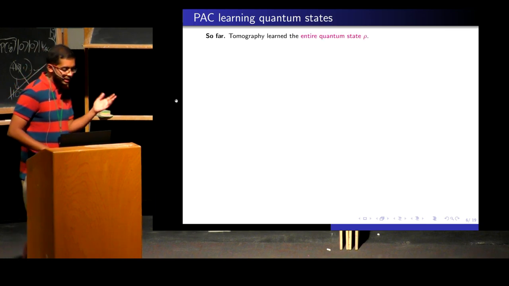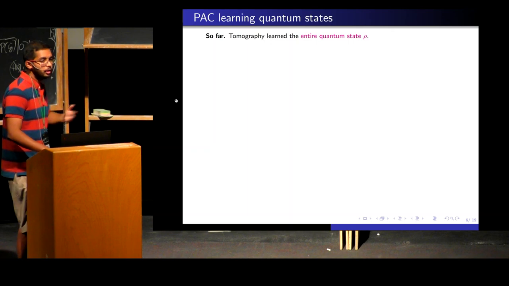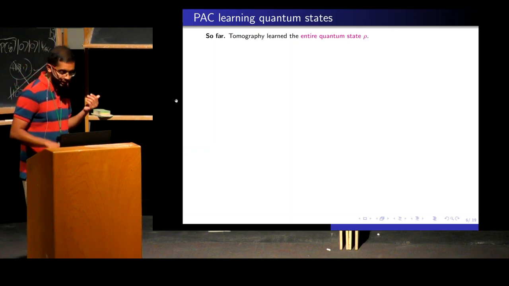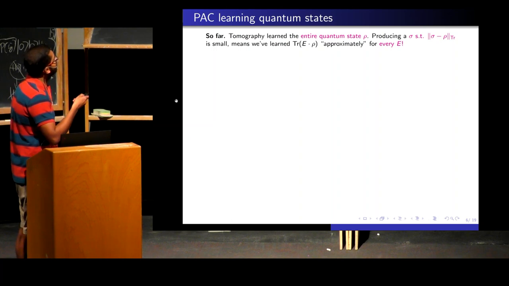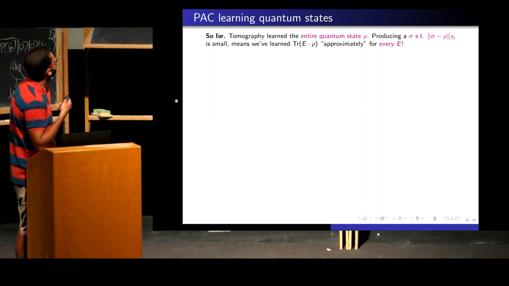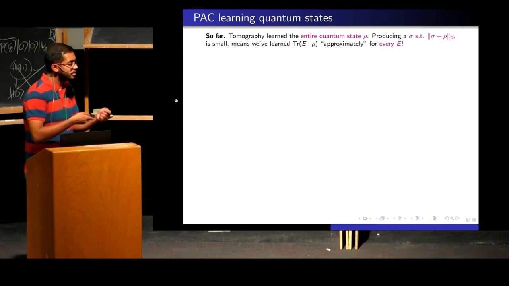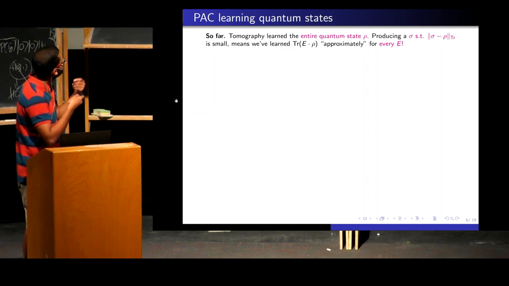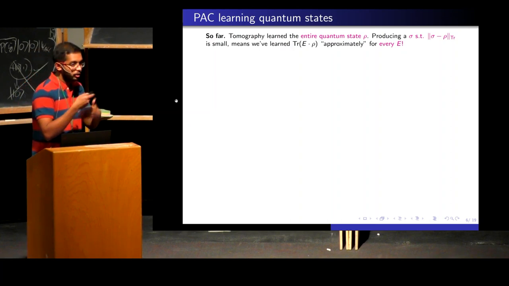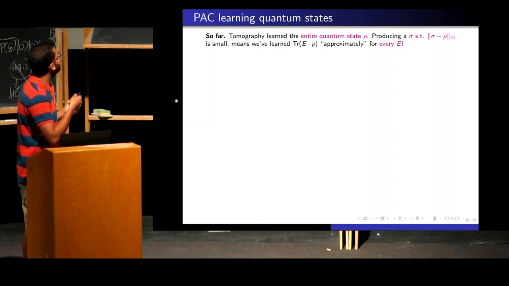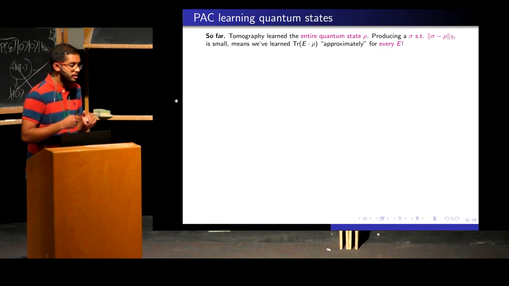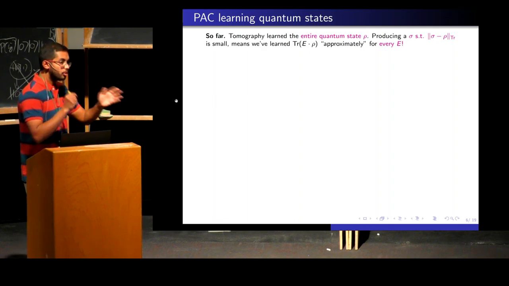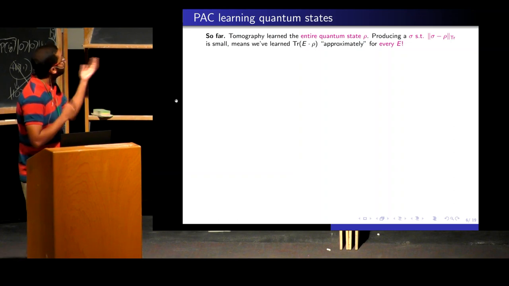Good, so as I said, so far we looked at tomography, and in tomography you learn the entire quantum state well up to trace distance. So we learned sigma such that sigma minus rho in trace distance is at most epsilon. If you write down the meaning of trace distance, what it means is, for every E that you pick, for every operator E which is at most identity, trace of E times rho is close to trace of E times sigma. So what does tomography do? I give you copies of a quantum state rho. I can estimate almost every observable that you want pretty well.